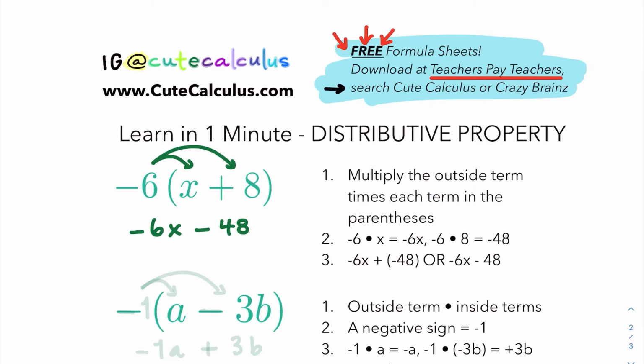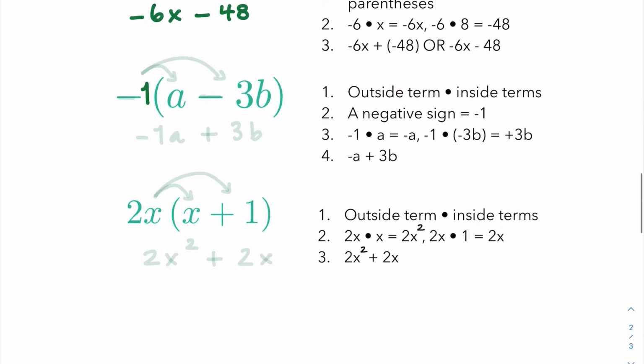In this next example, we have a negative sign out in front, and we can go ahead and put a -1 because that's basically what's happening here. There's a -1 outside that has to be multiplied times everything that's inside the parentheses. So -1 times a is just going to be -1a, or just -a. -1 times -3b is going to be a positive because we have a negative and a negative being multiplied. That'll make a positive 3b.